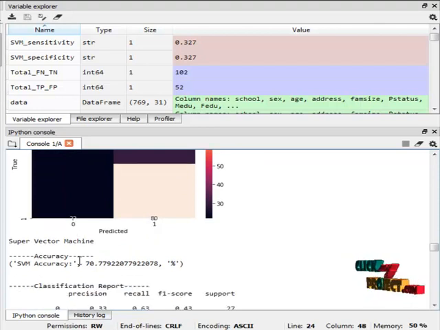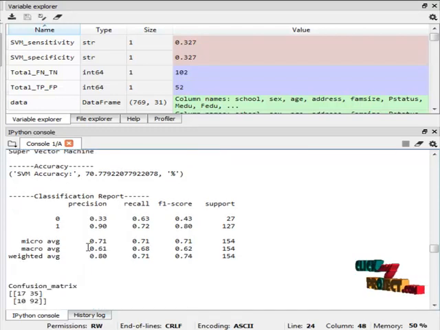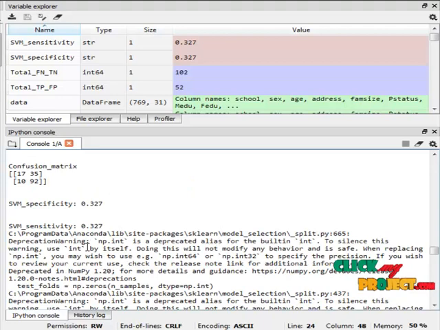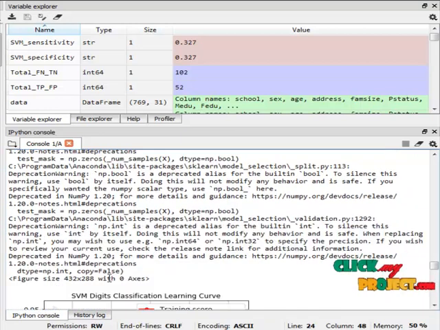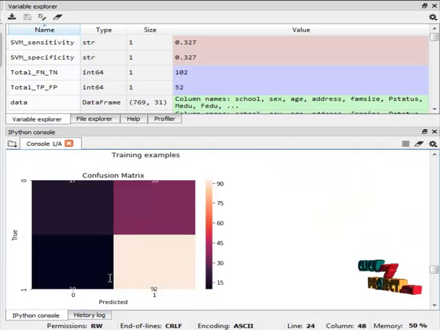This is the confusion matrix of the k-nearest neighbor algorithm. The support vector machine SVM accuracy is 70%, and these are the classification report of the support vector machine. Then the confusion matrix of the support vector machine, and the specificity and sensitivity of the support vector machine are 0.327. This is the learning curve of the support vector machine, and finally the confusion matrix of the support vector machine.